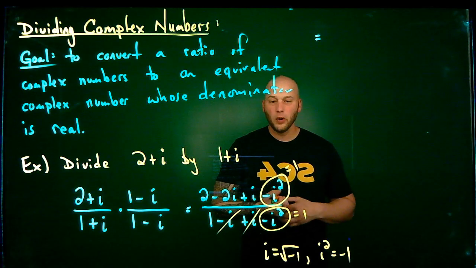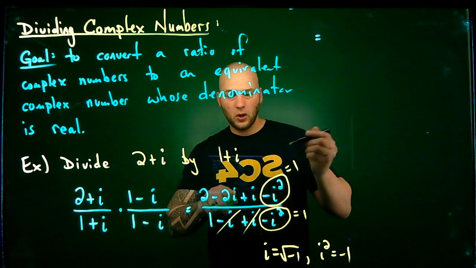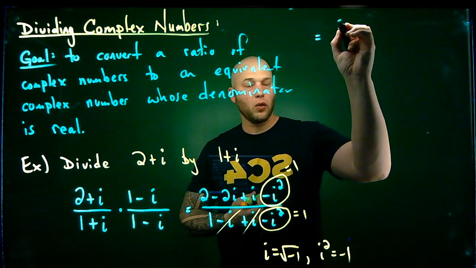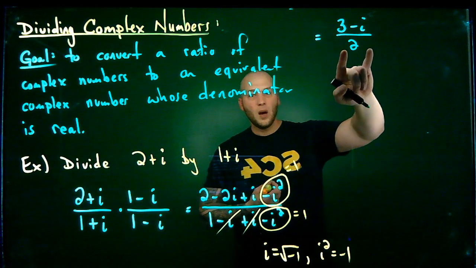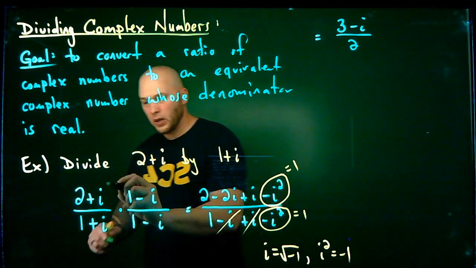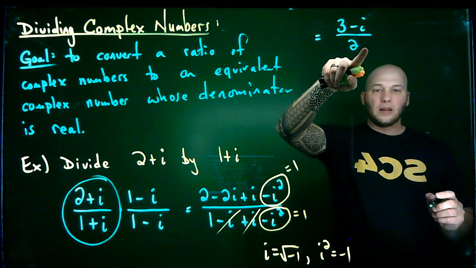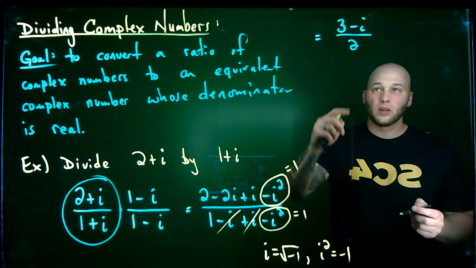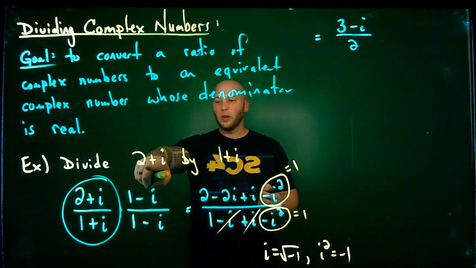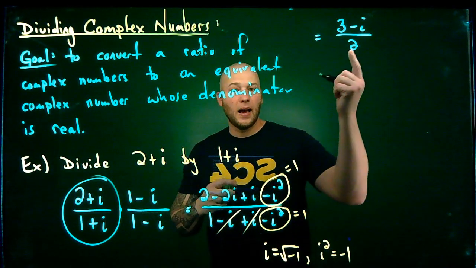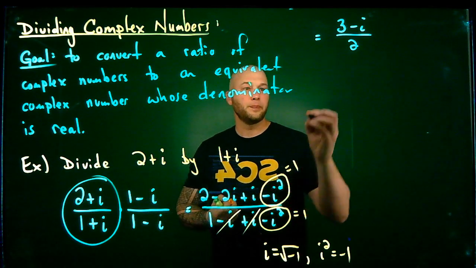What happens on the numerator? 2 and 1 gives me 3. And then negative 2i and i gives me minus i. So I get 3 minus i divided by 2. This number is equivalent to the number that I started with, but notice that this does not have an imaginary number in the denominator, so this is a strictly real number. That means when I take 2 plus i divided by 1 plus i, I get 3 minus i over 2. Okay? Let's do one more example.